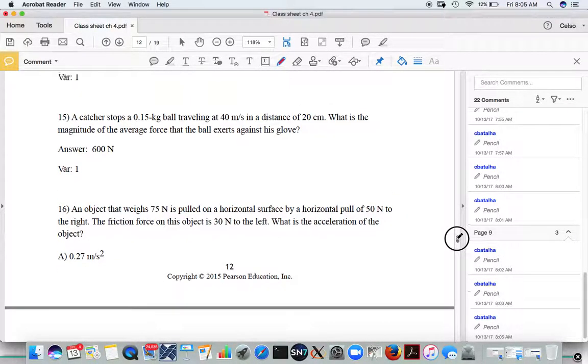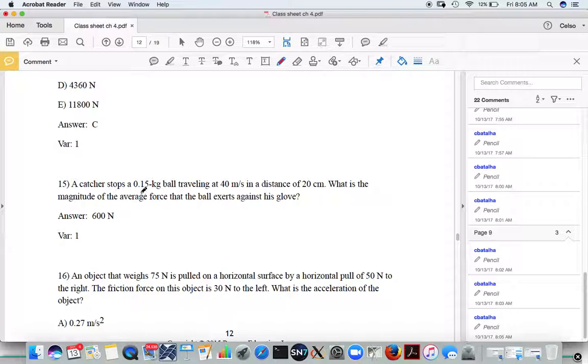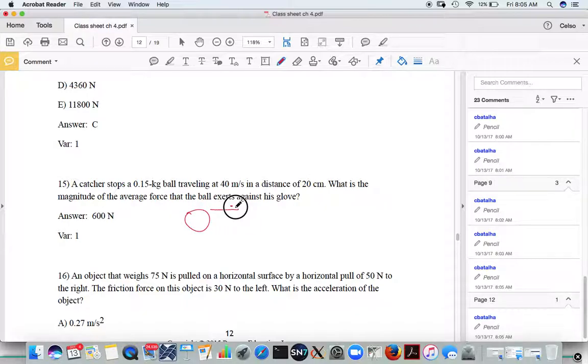See another one, just to say goodbye. A catcher stops a ball that is traveling to the right with a speed of 40 meters per second, and it has a mass of 1.5 kilograms. That's the m. So the catcher puts a glove here and catches the ball, right? And it moves for 20 centimeters. I'm converting that to meters, up to when the ball stops.